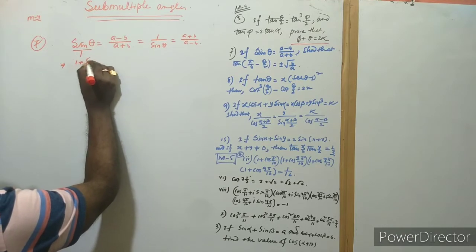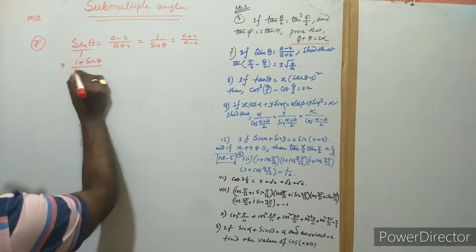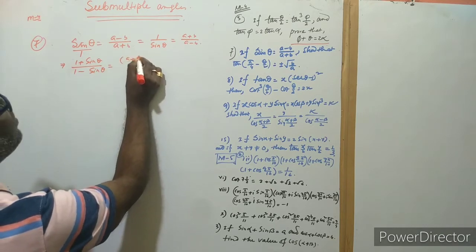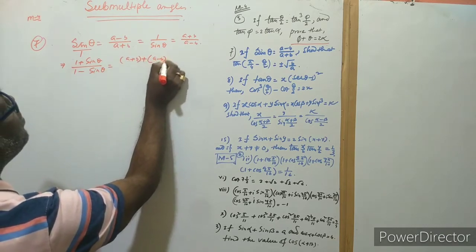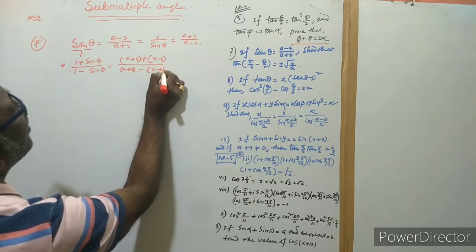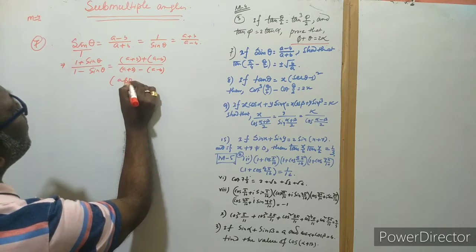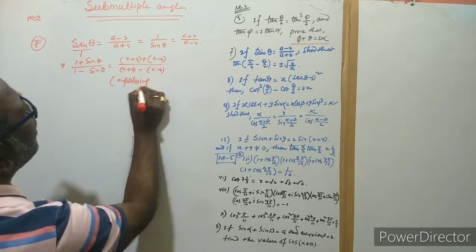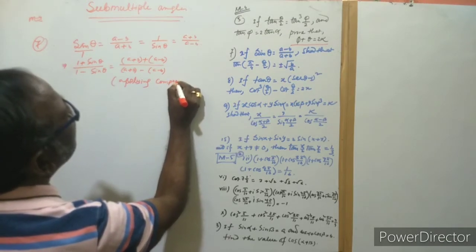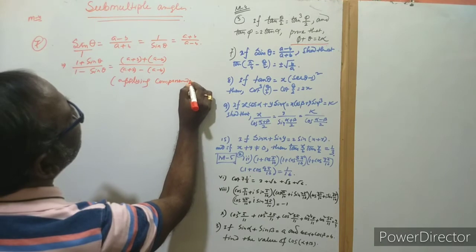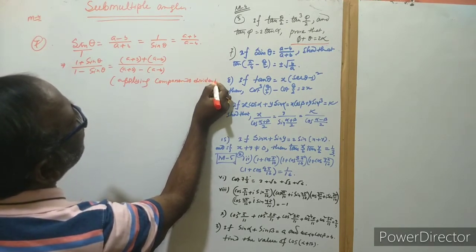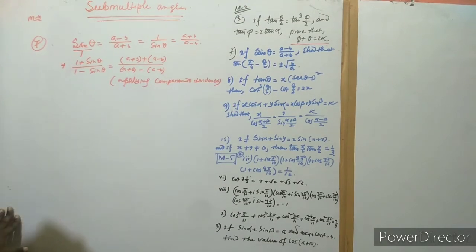So 1 plus sin theta and 1 minus sin theta. So a plus b plus a minus b, and a plus b minus a minus b. Applying componendo dividendo on both sides.